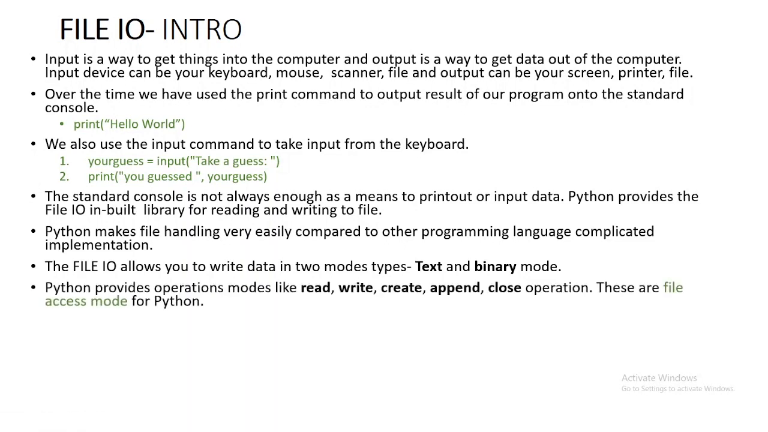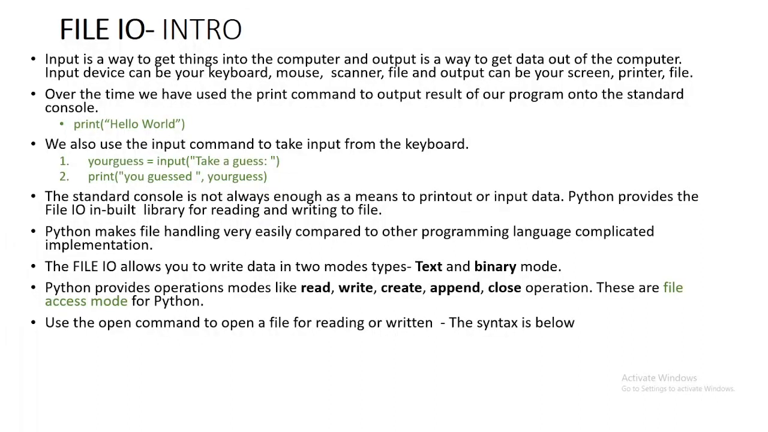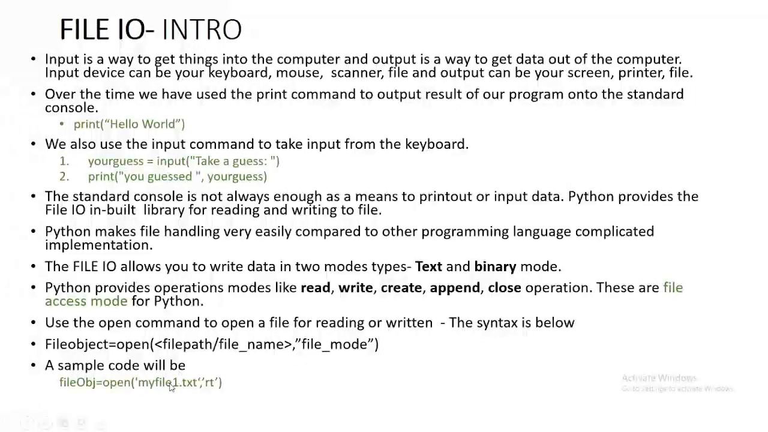Python provides operation modes like read, write, create, append, and close. These are the file access modes for Python. Use the open command to open a file for reading and writing. This is the syntax: you use open, then you put in the file path right here, and then the file mode. If you want to read from the file myfile1.txt, you say open myfile1.txt, read mode, and that is stored into a file object.